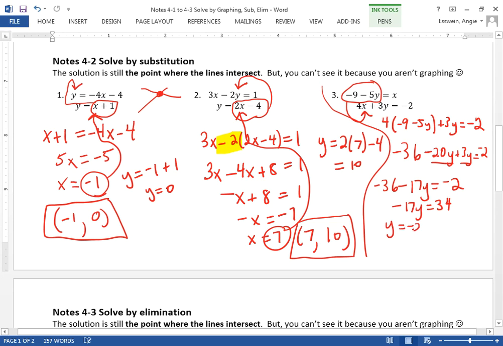So y is -2. So in our solution, be sure you don't mix up x and y. You have to put -2 second, because that's for y. Y comes second. Then you plug -2 back in for y anywhere. Just pick whichever one. -9 minus 5 times -2 equals x, or x equals positive 1. So there's one solution for that as well.